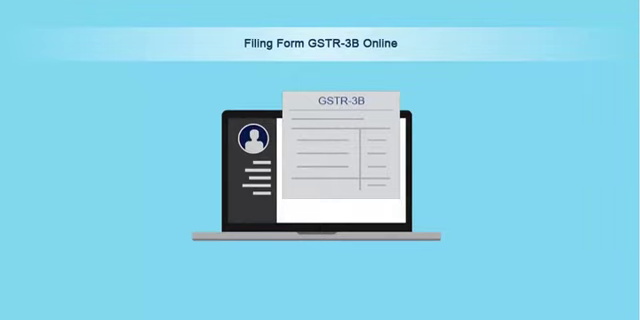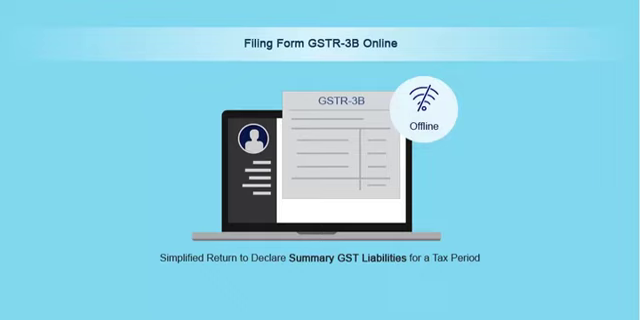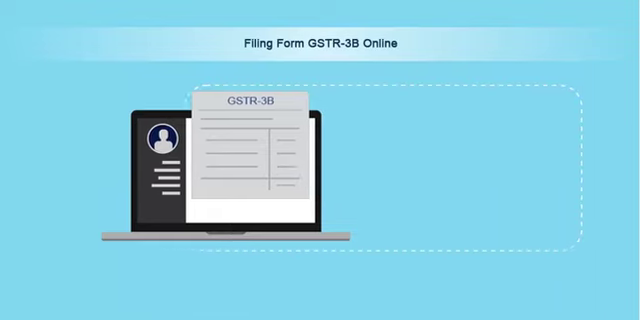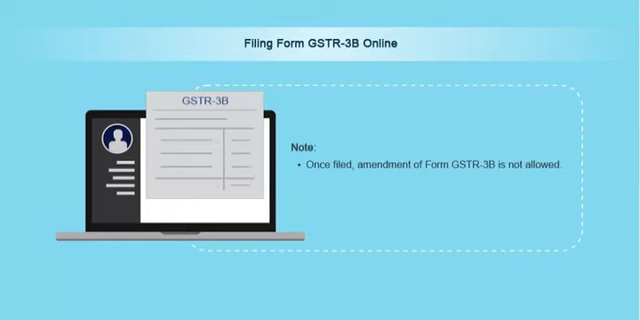Form GSTR-3B is a simplified summary return to declare GST liabilities for a tax period. It can be filed using the offline utility or directly online on the GST portal. This video will guide you how to file GSTR-3B online. Note that once filed, its amendment is not allowed.